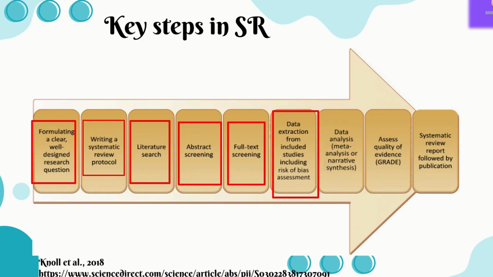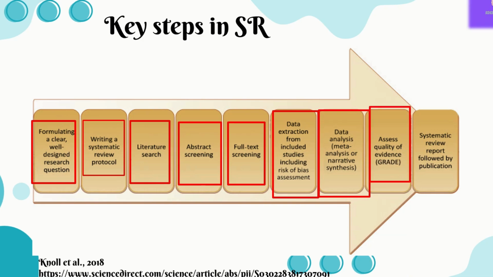And then the next phase is the extraction phase. Extract the data from your included study, and you can check the risk of bias. And then you can analyze your data by using meta-analysis or maybe narrative synthesis. It depends on your research questions and your type of systematic review. There are many types of systematic review, so when you write the protocol, you need to know exactly what type of review you want to conduct.